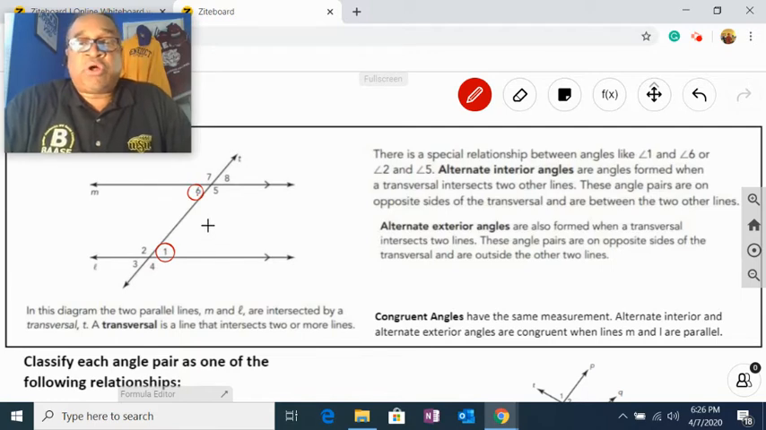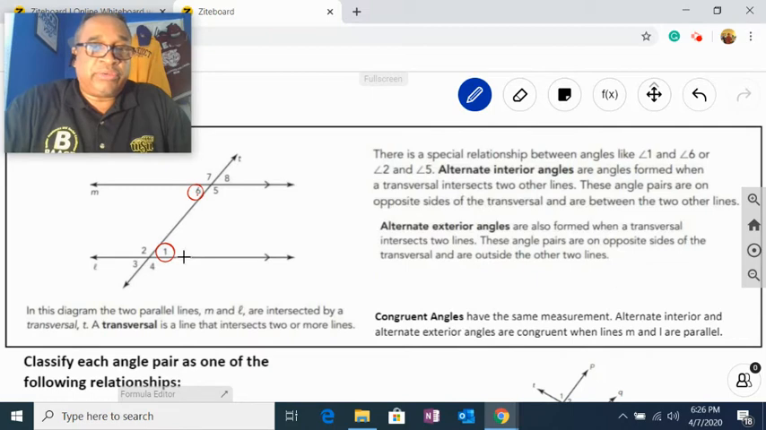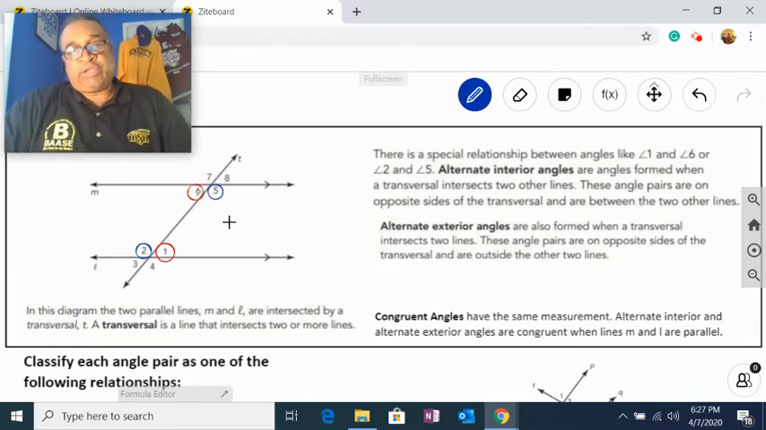Those are what you call alternate interior angles, which simply means they're on opposite sides of the transversal. That's the alternate part. And they're interior because they're inside of the two lines and not outside, okay? And if you look at angles 2 and 5, those are alternate interior angles as well.